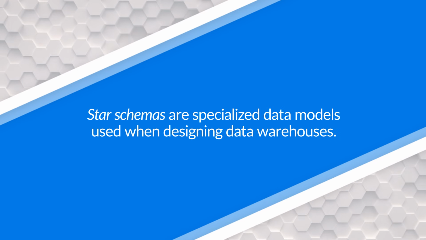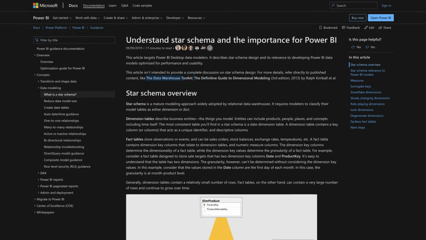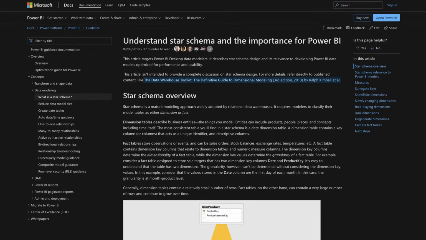All right, so star schemas. What is a star schema and why do I need a star schema with Power BI? First, a star schema is a specialized data model that you typically see when you're designing a relational data warehouse. There's a Kimball method that we often refer to. Kimball's got a great book, The Data Warehouse Toolkit.